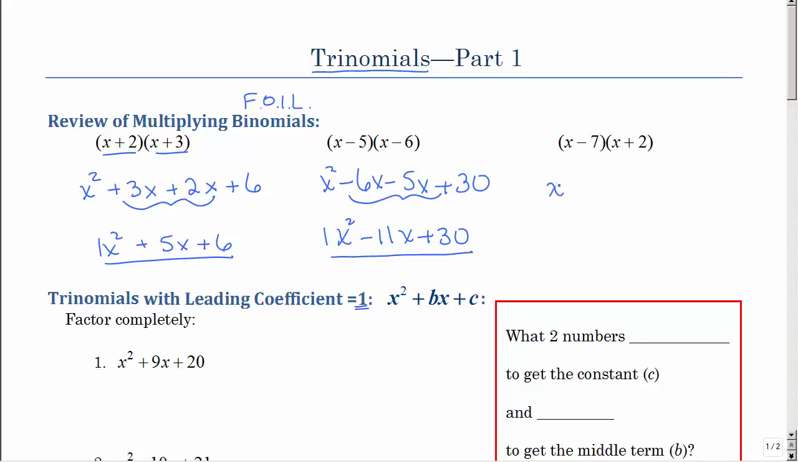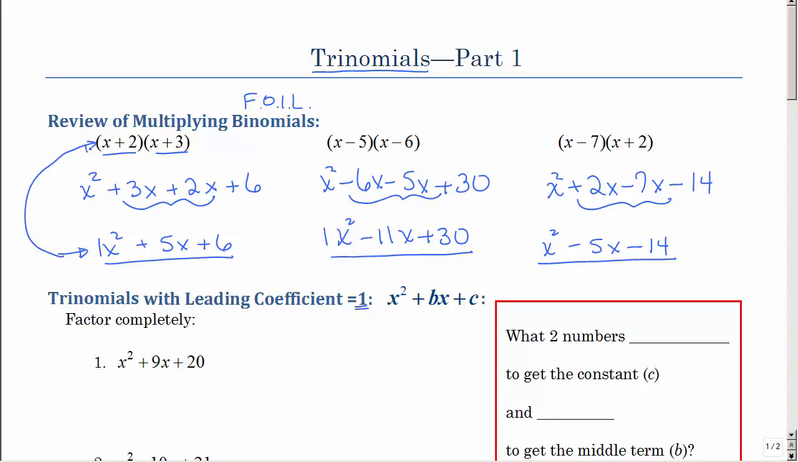Let's do one more. Middle term, and we get a trinomial of 1. Today we have to say, where did that trinomial come from? It came from those two binomials.